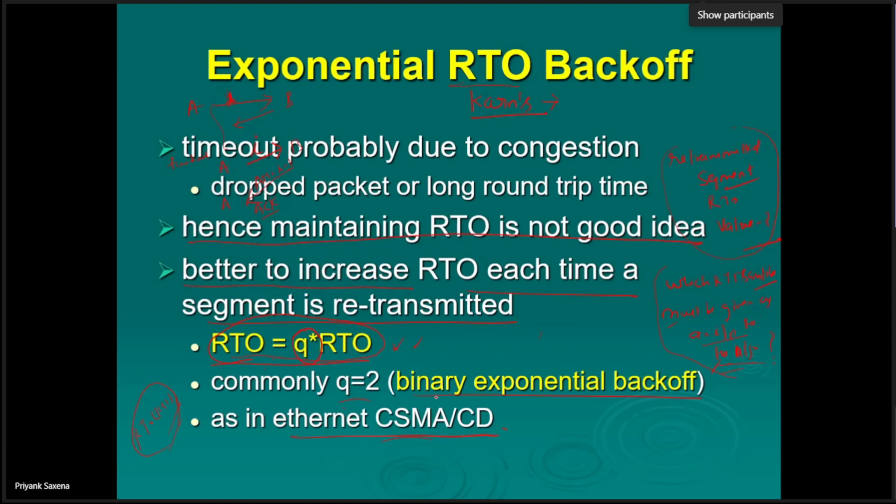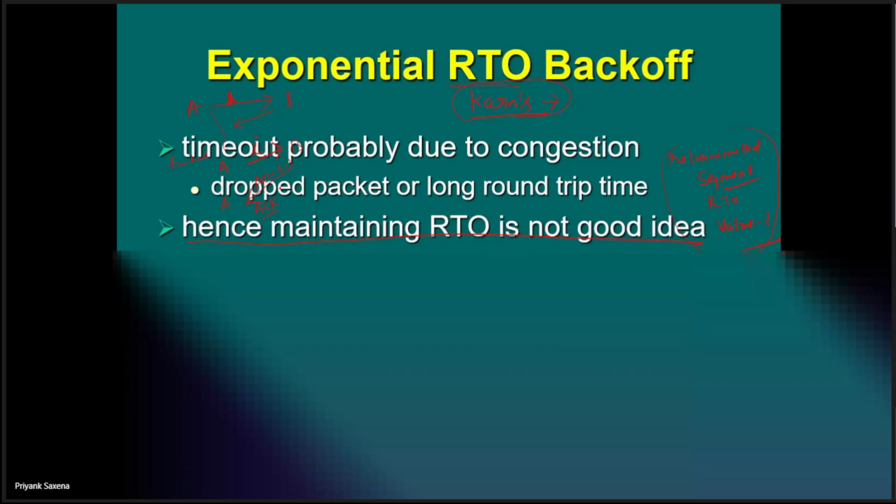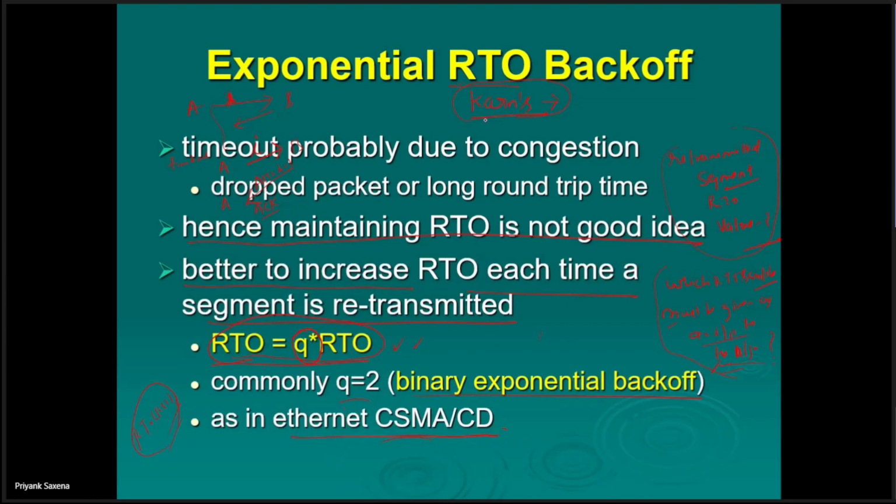Yes. So all these answers were given by Karn. We have Karn's algorithm, which answered these things: which sample you should use and what exactly should be done in case of a retransmitted segment. Karn answered that we should use exponential backoff for each retransmitted segment. The RTO value should be calculated based on the backoff mechanism, as we have done in CSMA/CD. Secondly, which RTT sample should be given?